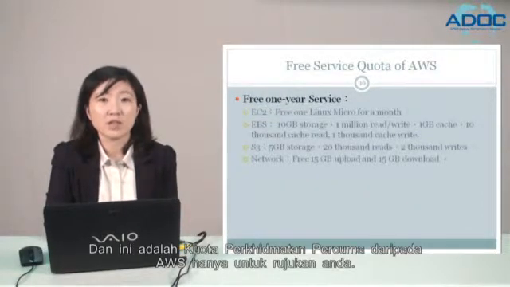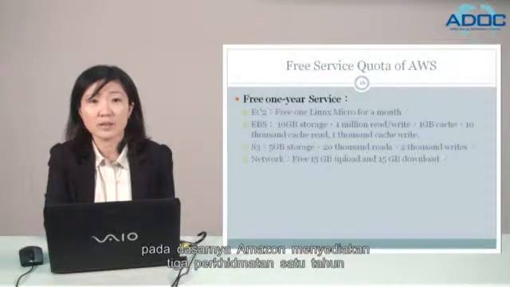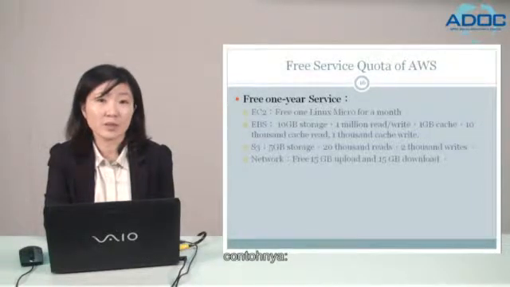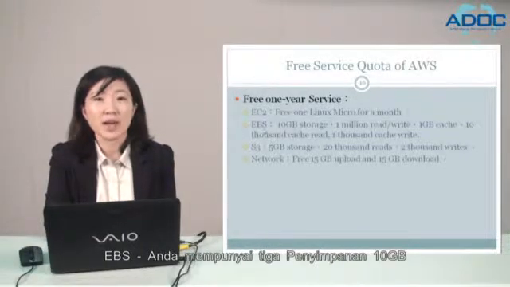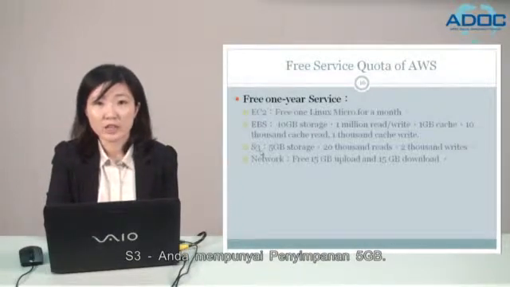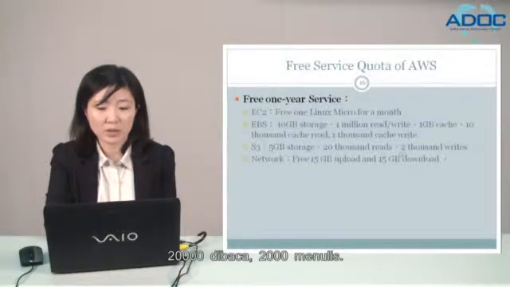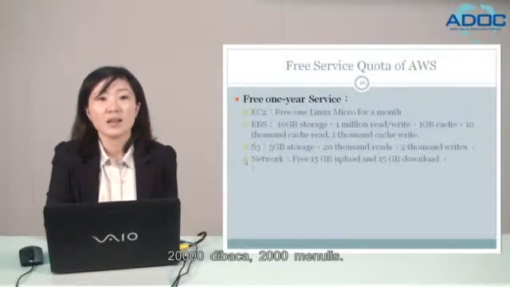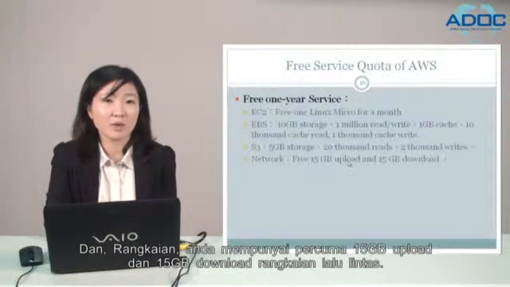And this is the free service quota of AWS, just for your reference. Basically, Amazon provides a free one-year service. For example, EC2 gives you one free Linux micro instance for a month. With EBS you have free 10 GB storage. With S3, you have 5 gigabytes of storage, 20,000 reads, 2,000 writes, and for network you have 15 gigabytes upload and 15 gigabytes download traffic.